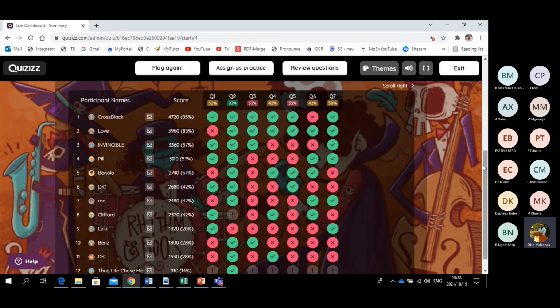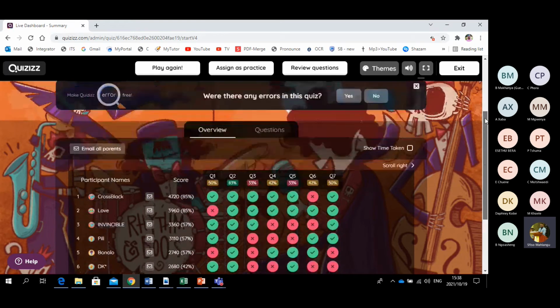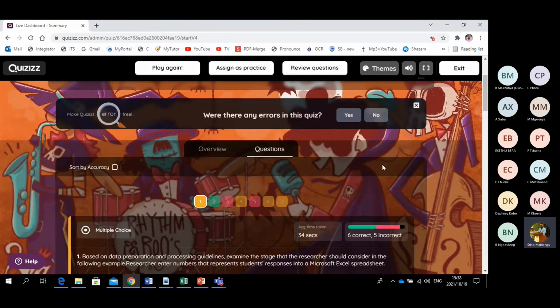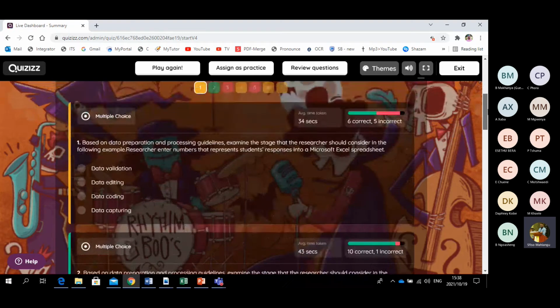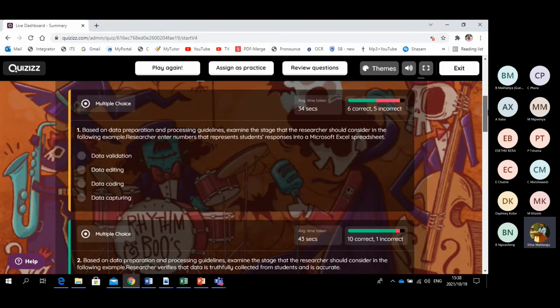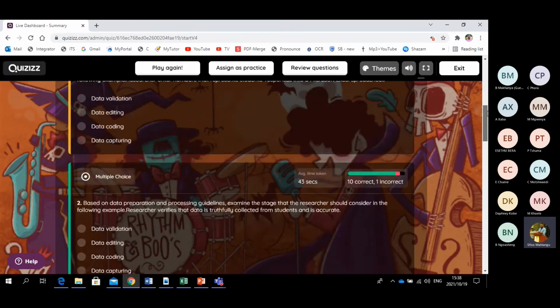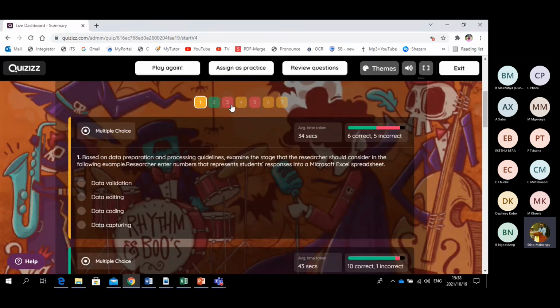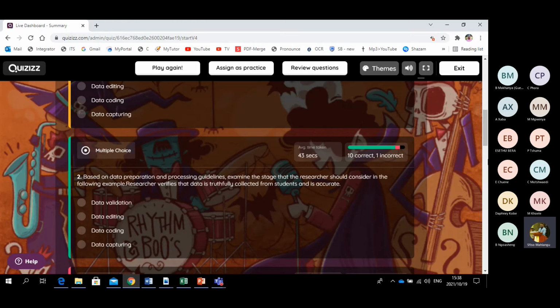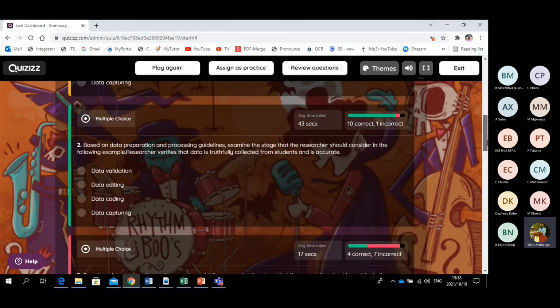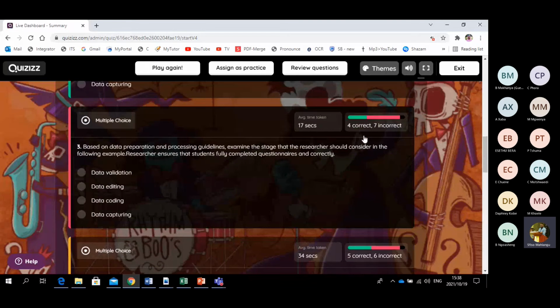Question 3 and question 5. If you can just have a quick view of those questions and discuss feedback based on that, it will be very helpful for you. So starting with, let's see, the red flag was question 3. If you quickly click here, question 3, you can see here it says 4 correct answers with 7 incorrect. So 7 students struggled with this question.